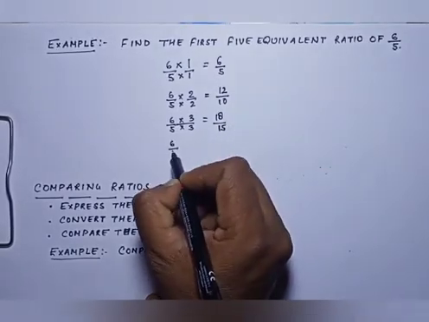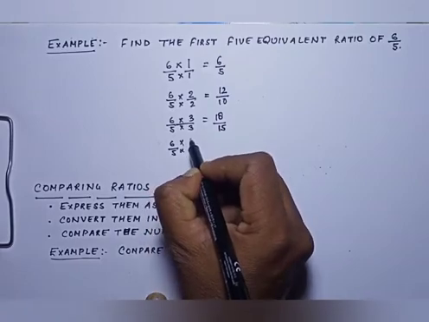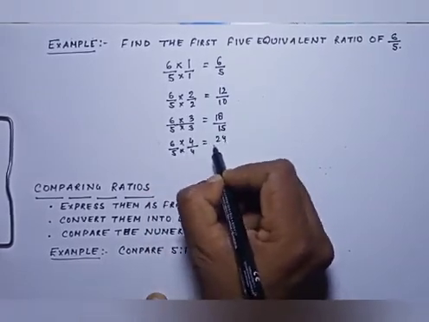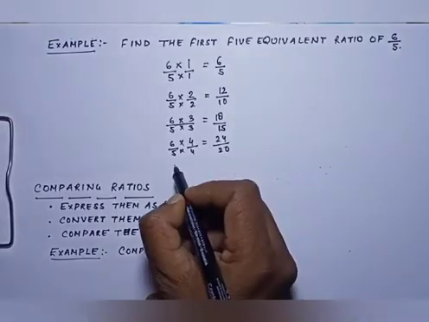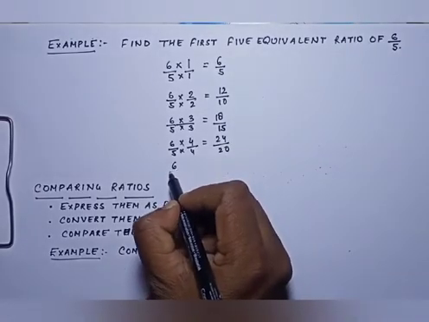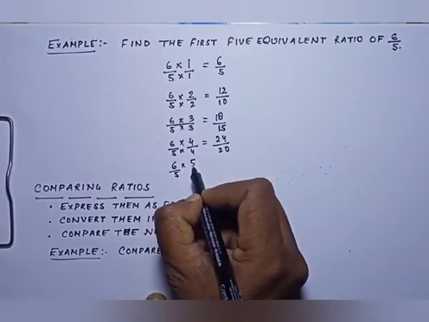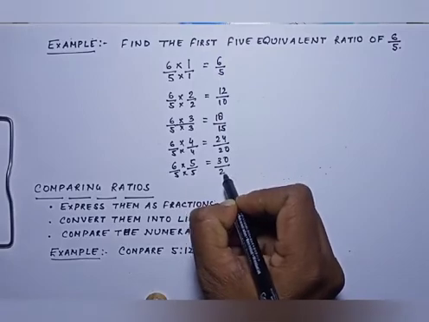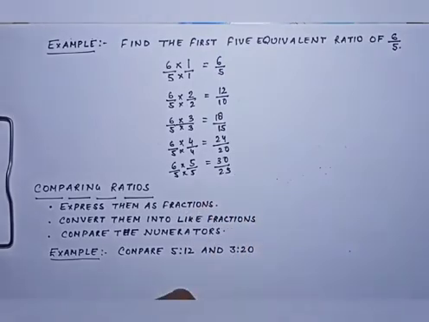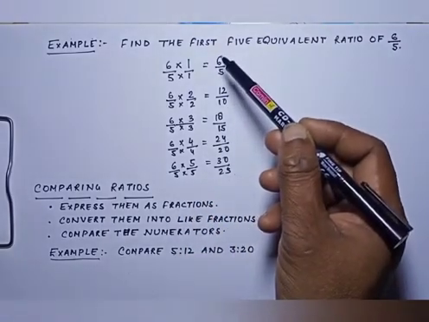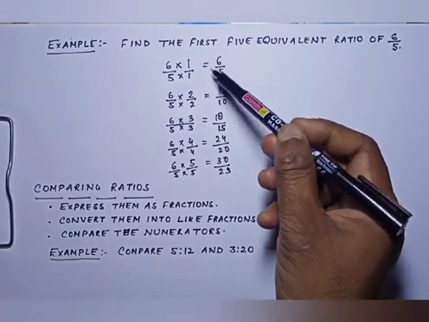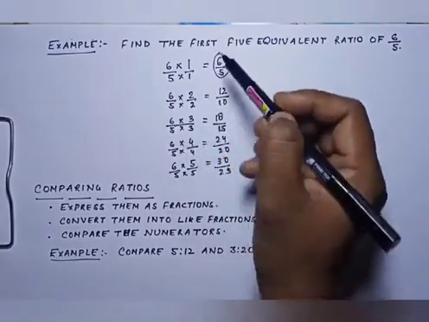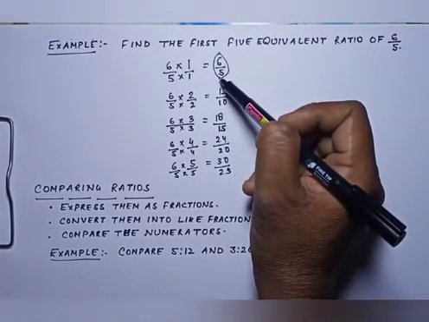Now the fourth one will be 6 upon 5 into 4 upon 4. 6 4s are 24, 5 4s are 20. And the fifth one will be 6 upon 5 into 5 upon 5, so 30 upon 25. Now, when we simplify all the products, you are going to get the number as 6 upon 5. 6 upon 5 cannot be simplified further.